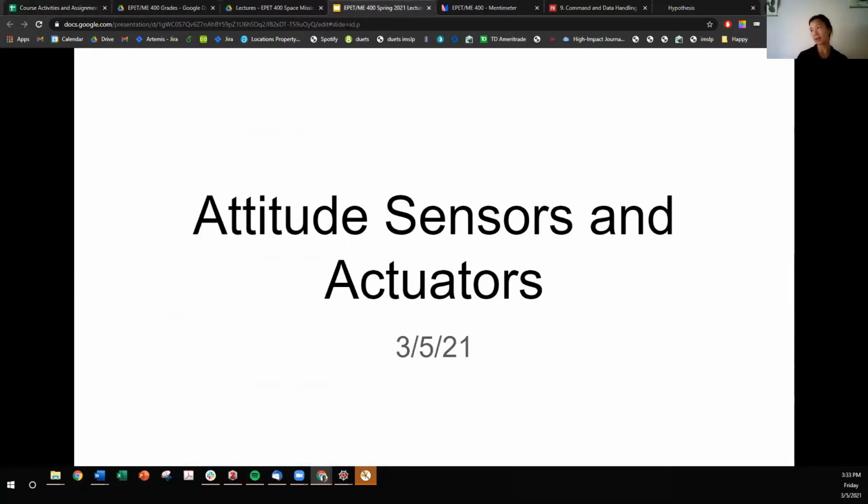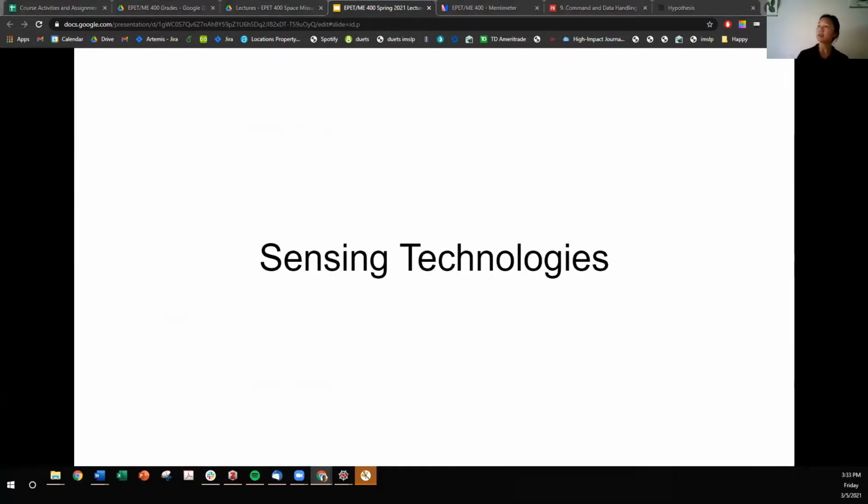Happy Friday! We're going to be talking about attitude sensors and actuators today. So let's start out with sensing technologies. Before we have control, we need to know where we are in space. So that's why I want to talk about this first.